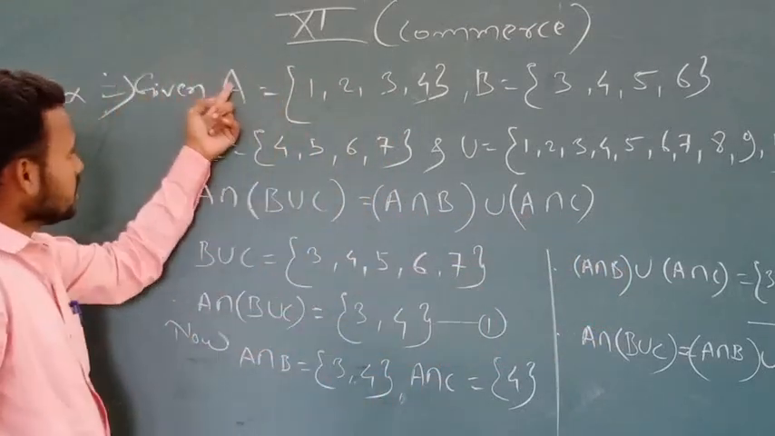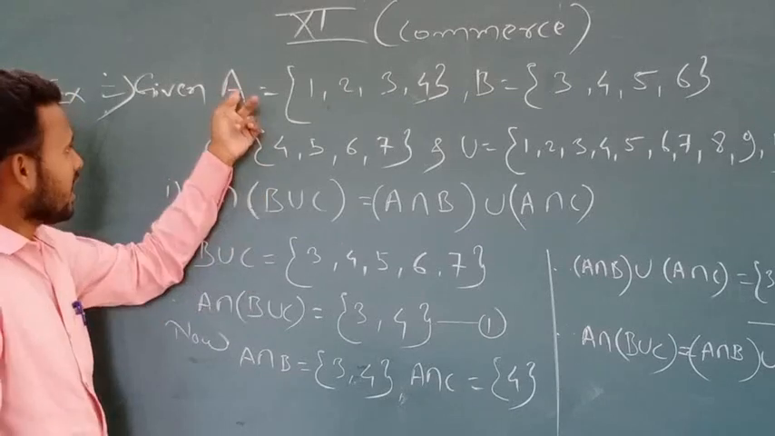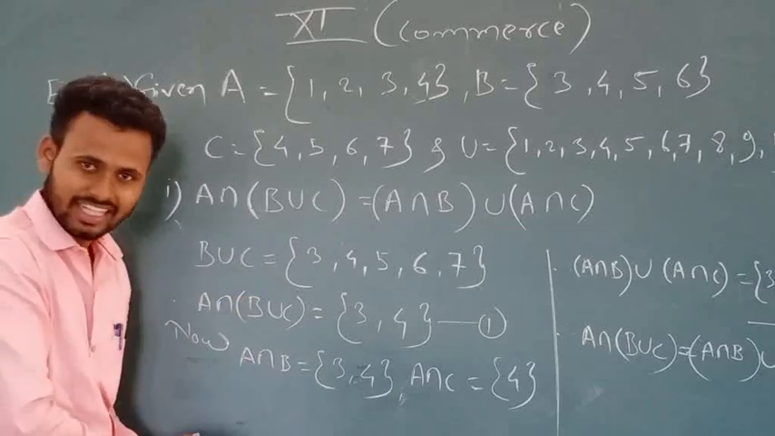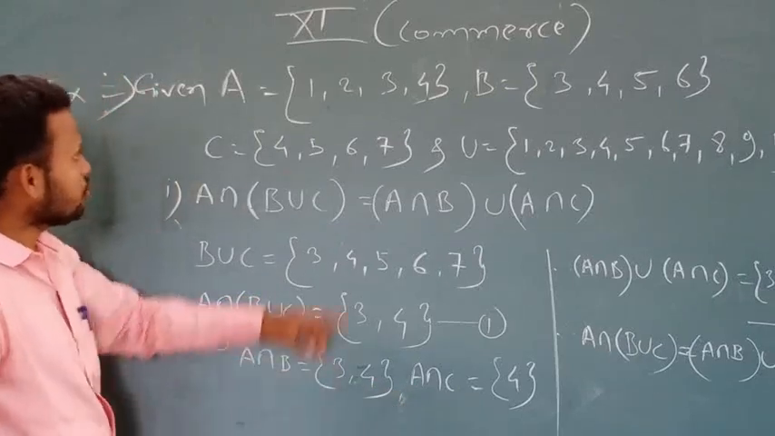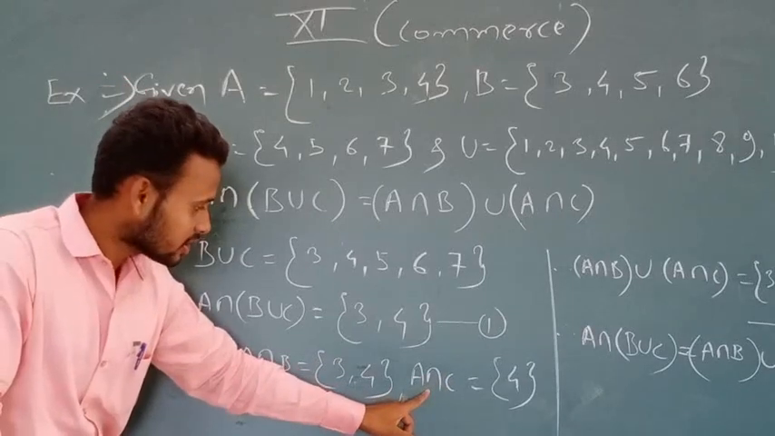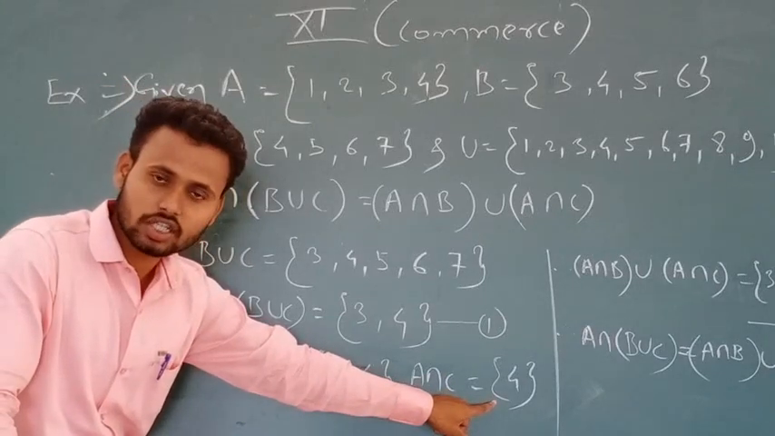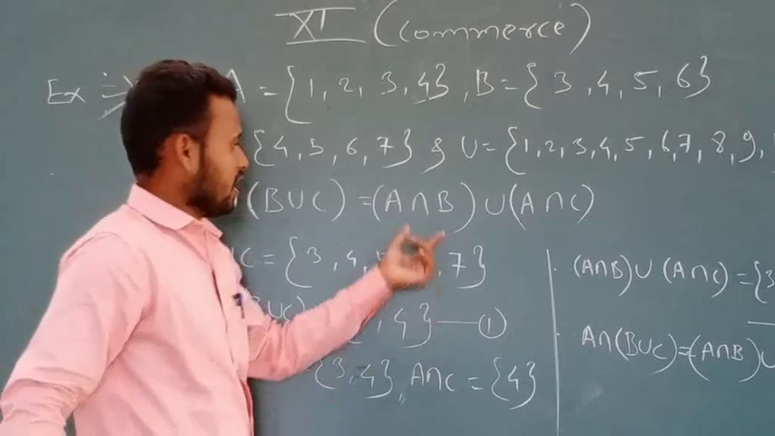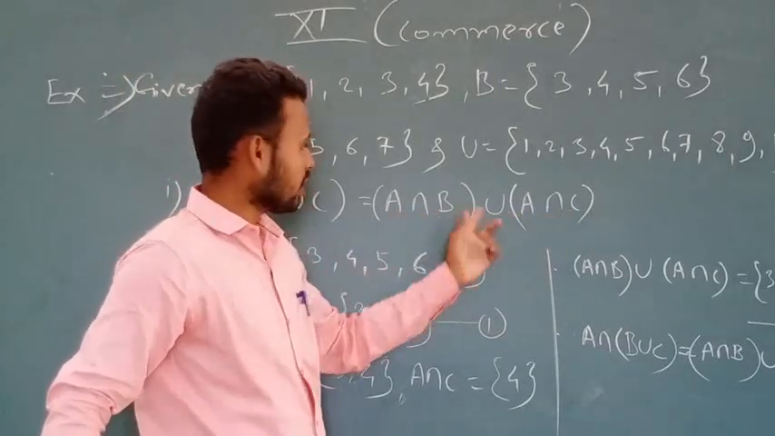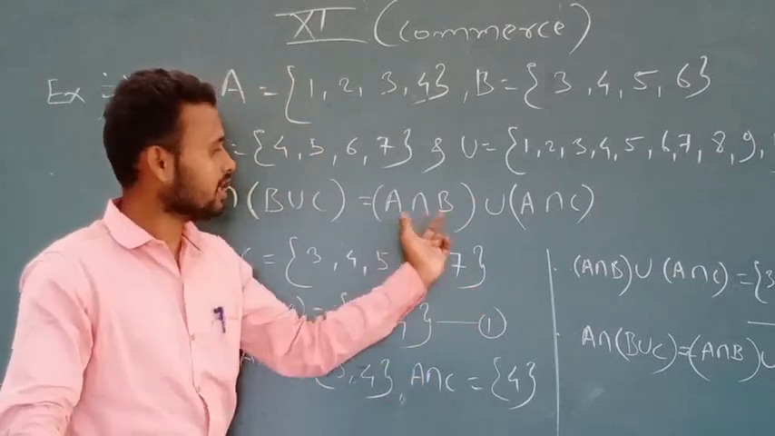Next is A intersection with C. A intersection with C is the collection of common elements of the two sets A and C, and the only common element is 4. Therefore A intersection with C equals the set containing the only element 4. Now we have A intersection with B and A intersection with C, so take the union of these two sets, and we get the RHS.